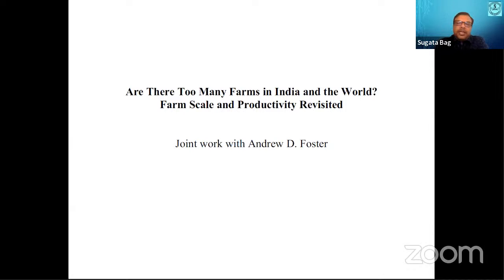And interestingly, he presented a fascinating paper. In fact, the presentation was based on 2 papers yesterday, according to him, and for us today morning. The topic was why the spatial mobility in India is so low. Today evening, in this session, he is going to talk about: are there too many farms in India and in the world? The farm scale and productivity revisited. And this is a joint work with Andrew Foster.